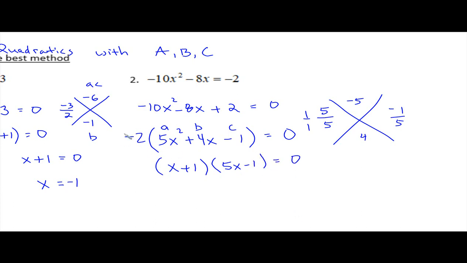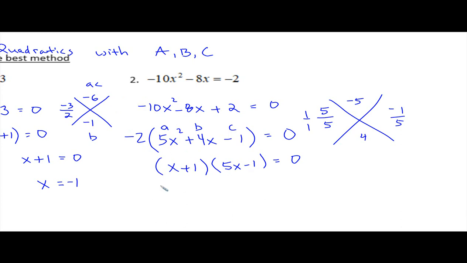Now your GCF out here, if your GCF does not have an x, you can just ignore it, right? Because if you think about it, we're trying to solve for x. We're trying to find out what x equals. The GCF does not have an x, so it's irrelevant. It doesn't matter, okay? So we're just going to focus on these two factors.